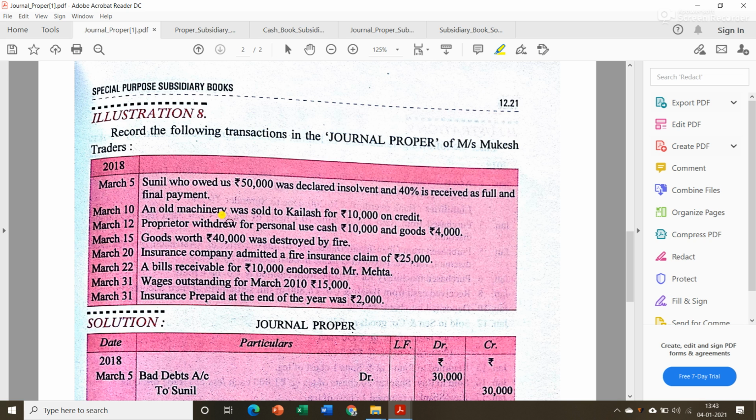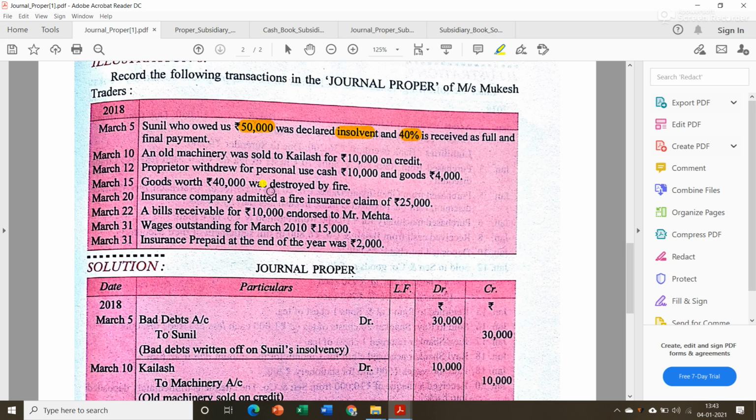Now let us see one journal proper question. On March 5, Sunil, who owed us 50,000, was declared insolvent, meaning he became bankrupt, but he paid only 40%, the remaining 60% he cannot pay us. So for the 40% that we received from him in cash, we will pass an entry in our cash book since we have received cash. But for the remaining 60% that he is unable to pay us, we will pass a journal entry as bad debts to Sunil, and the amount will be 60% of 50,000, which is 30,000.